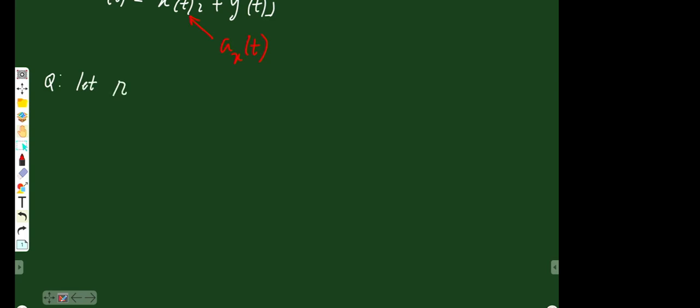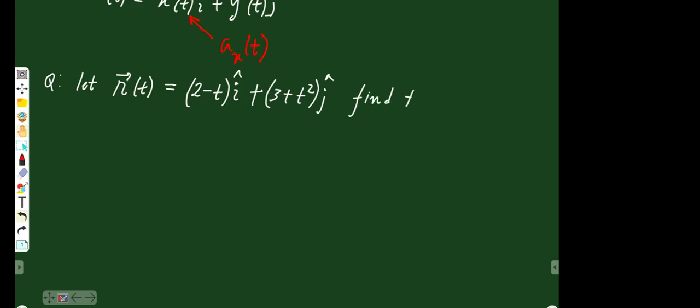Let r of t be equal to (2 minus t) i plus (3 plus t squared) j. Find the Cartesian equation. Find the Cartesian equation, right?